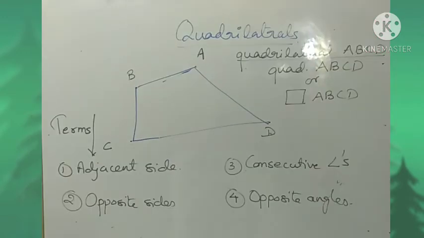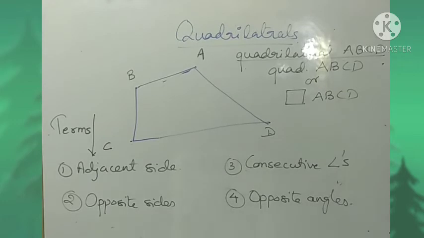Now, whenever we have to denote quadrilateral ABCD, in short, what do we write? We write quad dot ABCD, or this symbol followed by ABCD. This is the notation for the quadrilateral. So these are the ways to write a quadrilateral in short form.